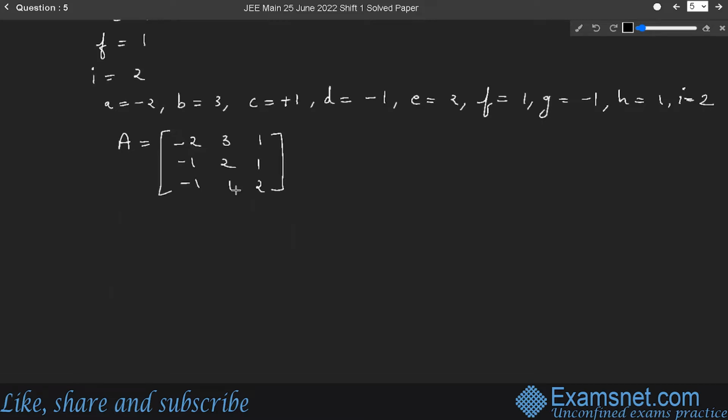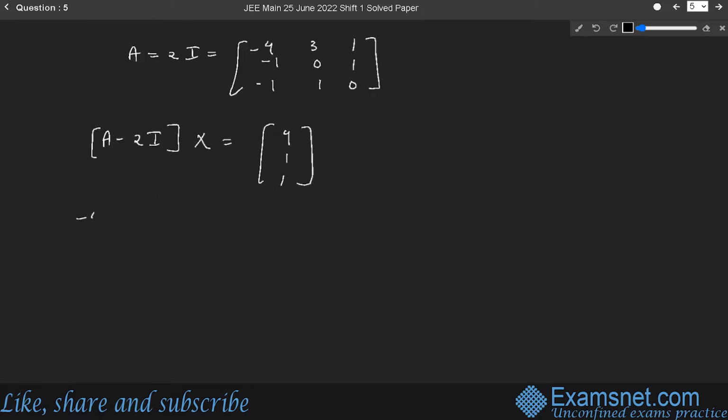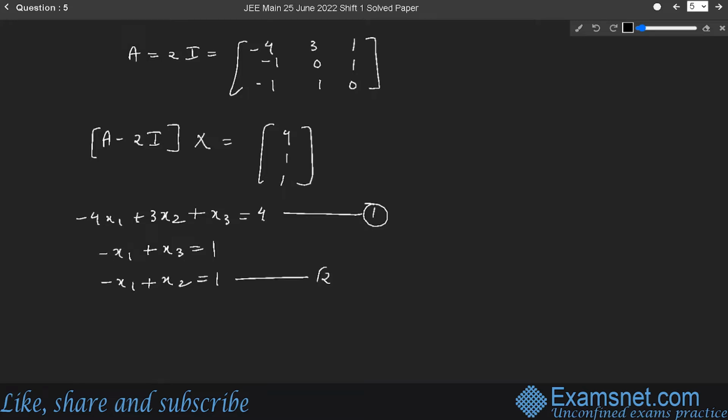Now, we know that A minus 2I is equal to [-4, 3, 1; -1, 0, 1; -1, 1, 0]. So, we can say that (A minus 2I) times x will be equal to [4, 1, 1]. On further solving this, it will be minus 4x1 plus 3x2 plus x3 is equal to 4. Let this be equation number 1. So minus x1 plus x3 is equal to 1, minus x1 plus x2 is equal to 1. Let this be equation number 2.